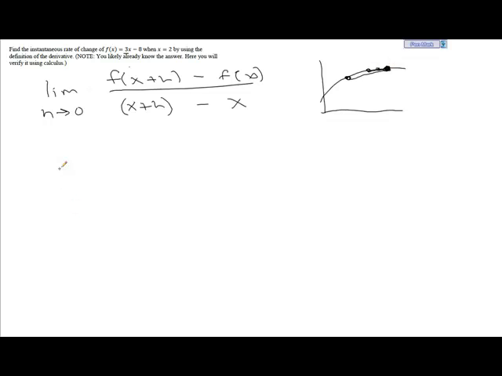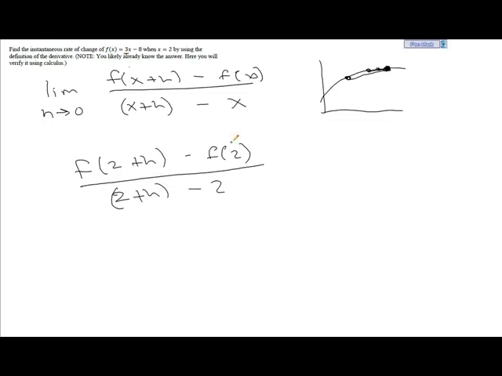So what we're going to do is figure out what the derivative is when x is equal to 2. So I am just going to go ahead and write out f of 2 plus h minus f of 2 divided by 2 plus h minus 2. So we need two things. We need to find f of 2 plus h, and we need to find f of 2.